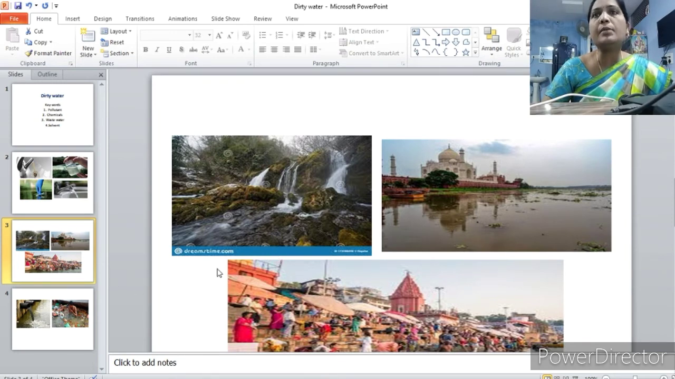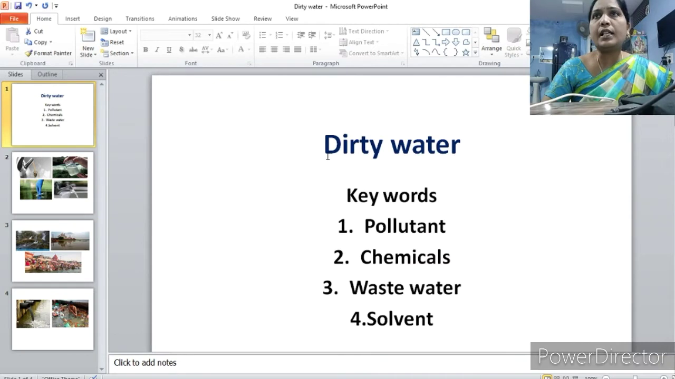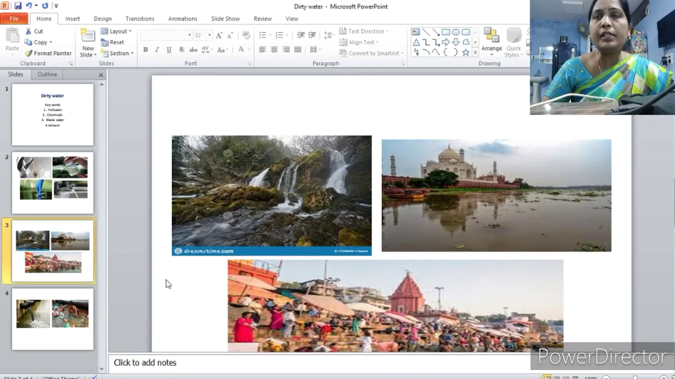How actually is the water getting polluted? Pollutants are nothing but the dirt, the chemicals and the waste materials. When they mix in the water, they are known as pollutants. So when pollutants mix in the water, that water is known as polluted water. That's what you are learning in today's class about dirty water, how the water is becoming dirty.